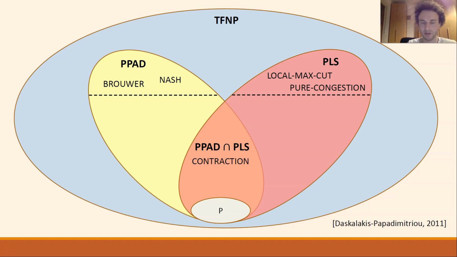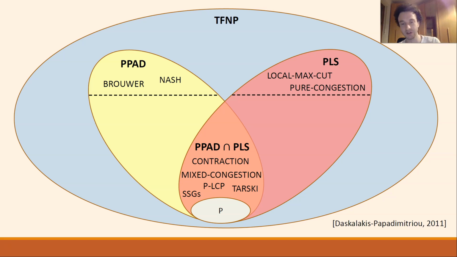The contraction problem that we saw; the problem of computing a mixed Nash equilibrium of a congestion game, as opposed to a pure Nash equilibrium, which is PLS-complete; the problem of solving a P-matrix linear complementarity problem, PLCP, which is some kind of generalization of linear programming; the problem of computing a fixed point given by Tarski's fixed point theorem; the problem of solving simple stochastic games, etc. So a lot of interesting natural problems lie in this intersection.